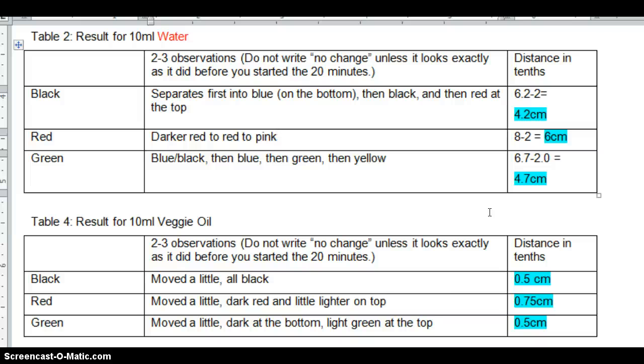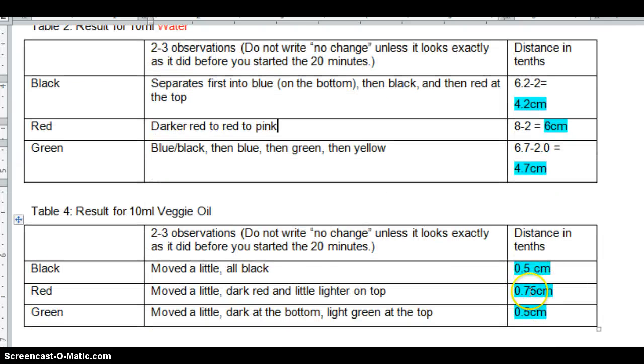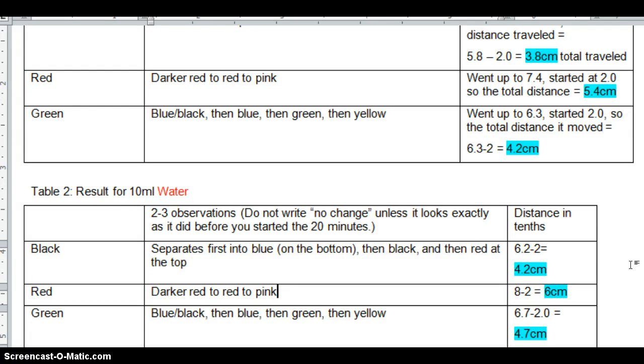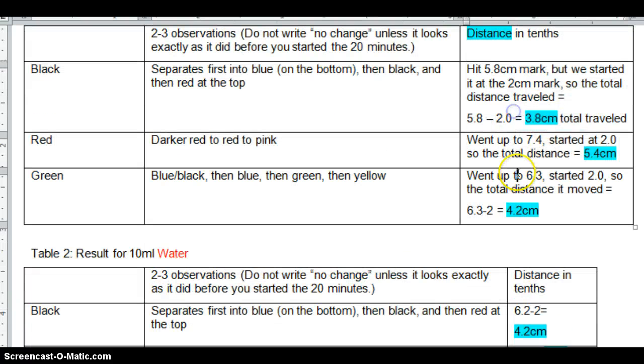When it was in the vegetable oil. And when did it move the most? When it was in the water. And what color always moved the most? If we compare, we can see that the red always moved the most. Even down here, the red moved the most. And for water and alcohol, which color moved the least? And the least would be the black moved the least for both.